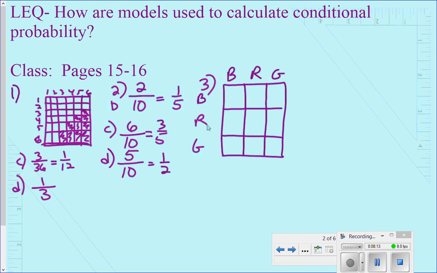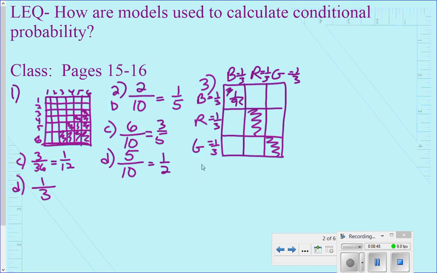Now, if these had different probabilities, I would be taking more time to make this, to fill in all the probabilities. But these are all 1/3. So I know that all of these inside are going to be 1/9. So I'm not going to fill all those in, but that's what they would be. So now I'm supposed to shade where we get the same color twice. Well, that would be blue, blue, red, red, and green, green. Again, all those probabilities are 1/9.